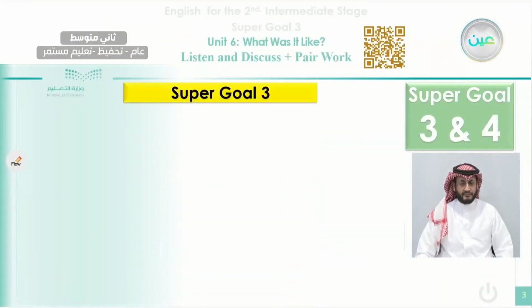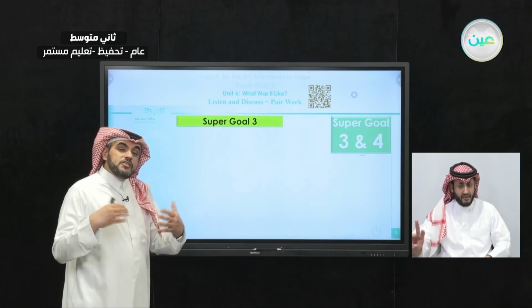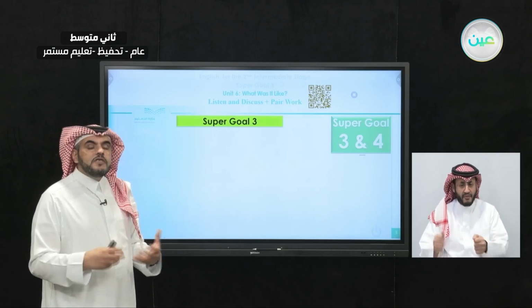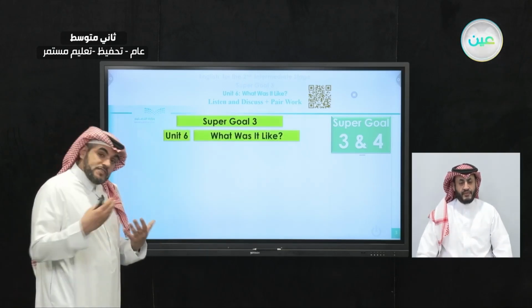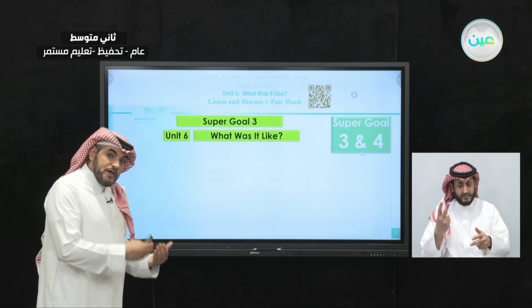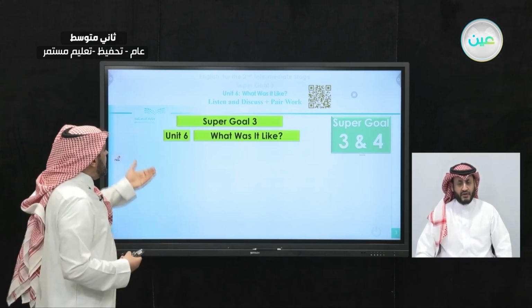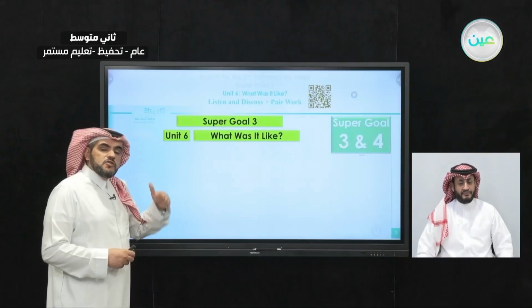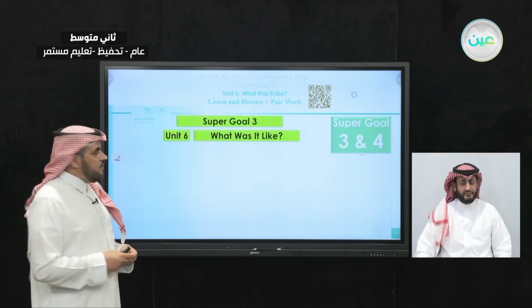Before we start our lesson today, Unit 6, we will give you a general idea. We will go on an overview of this book, Super Goal 3. Super Goal 3 has, for the second semester of this year, 6 units. We'll study the first part of this semester in Super Goal 3. The second part, we are going to study Super Goal 4.